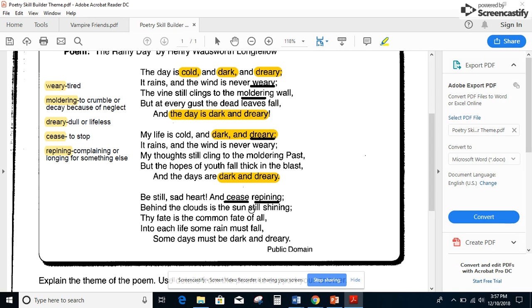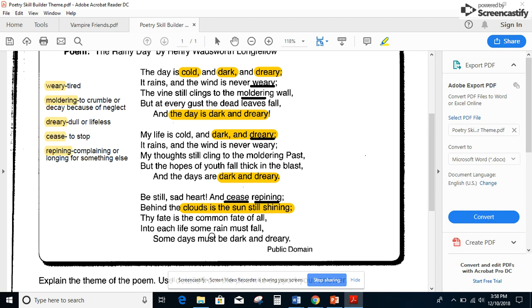Behind the clouds is the sun still shining. So we have behind the clouds, the sun is still shining. That's the direct opposite of what he has been saying in both of our other stanzas where it talks about the cold and the dark and the dreariness. He said, thy fate is the common fate of all. Thy is an old way of saying you, so he's still talking to his heart. You have the fate that's not different than anyone else. We all deal with this.